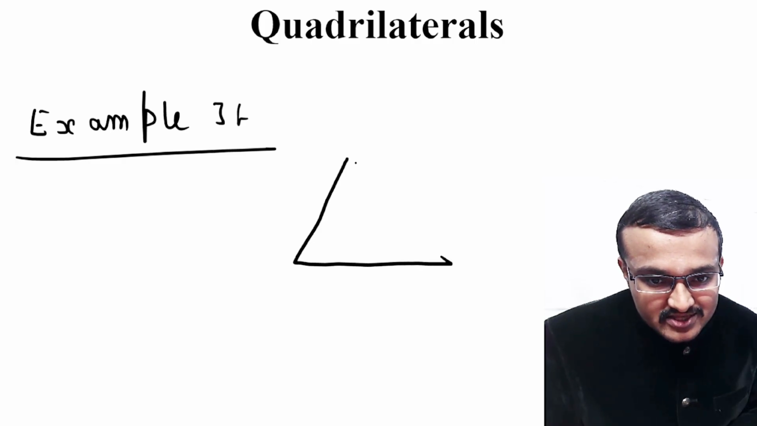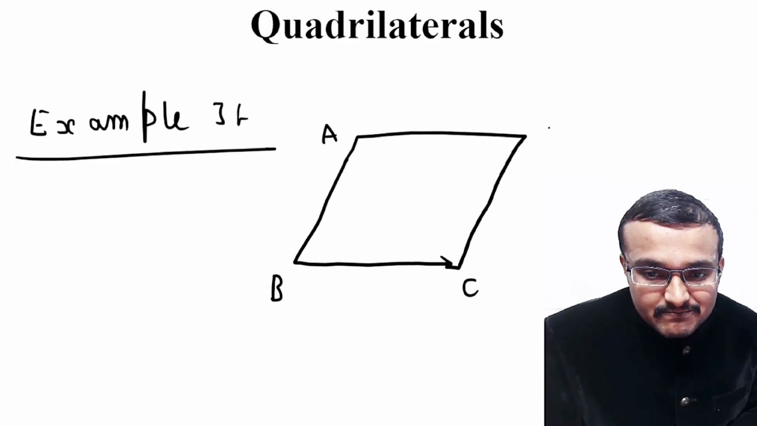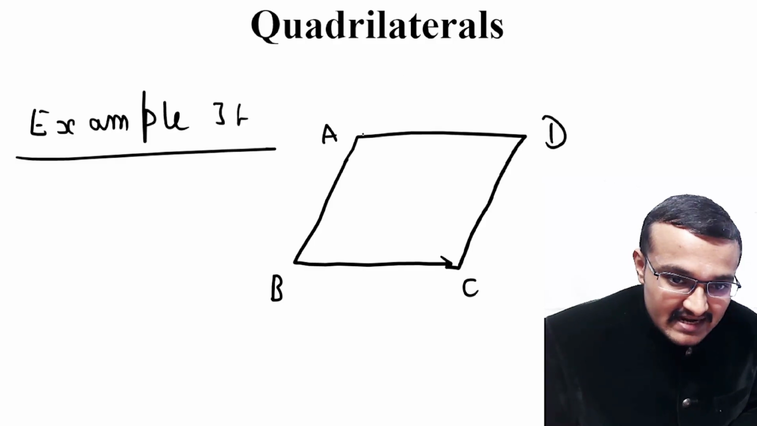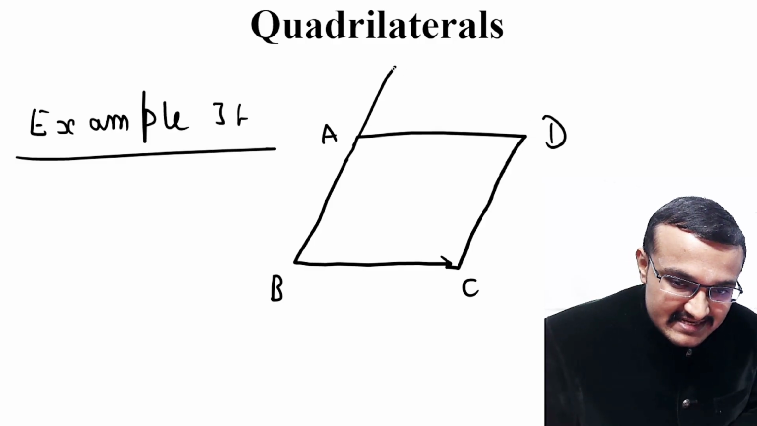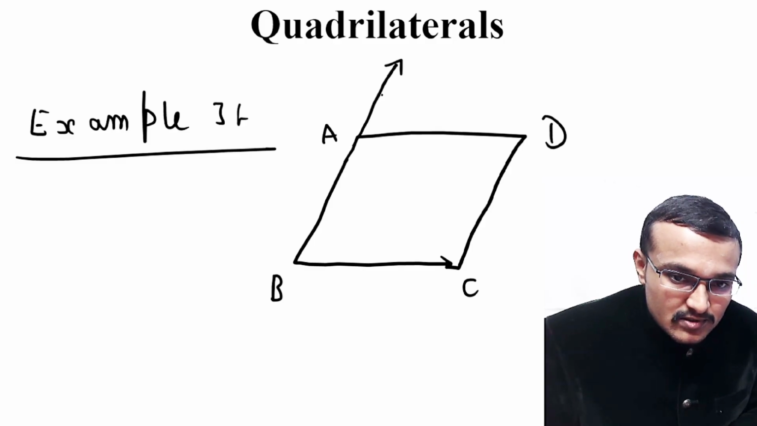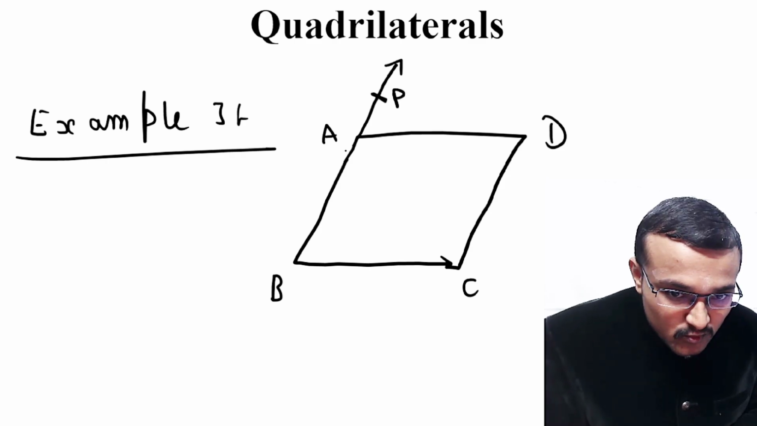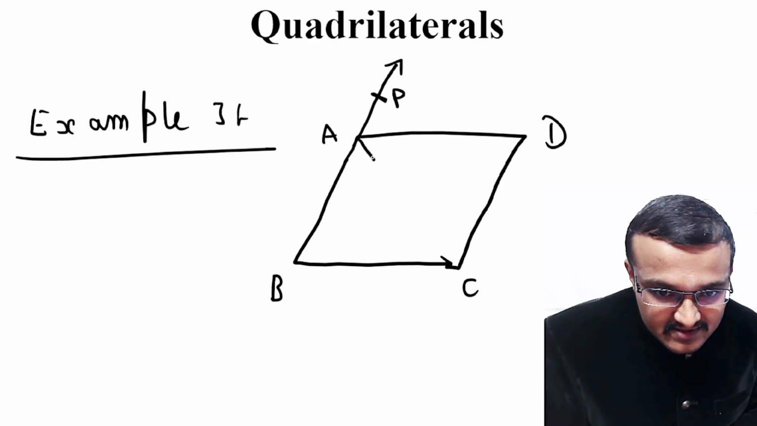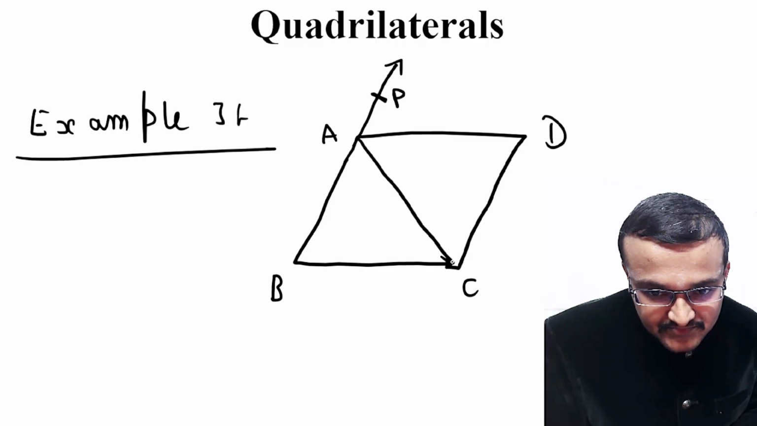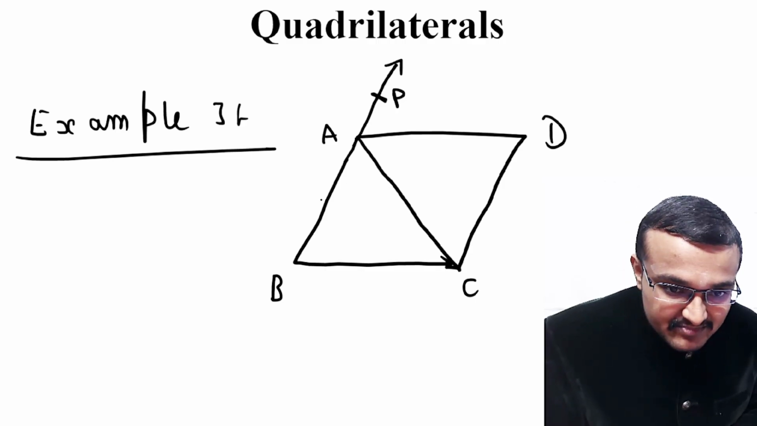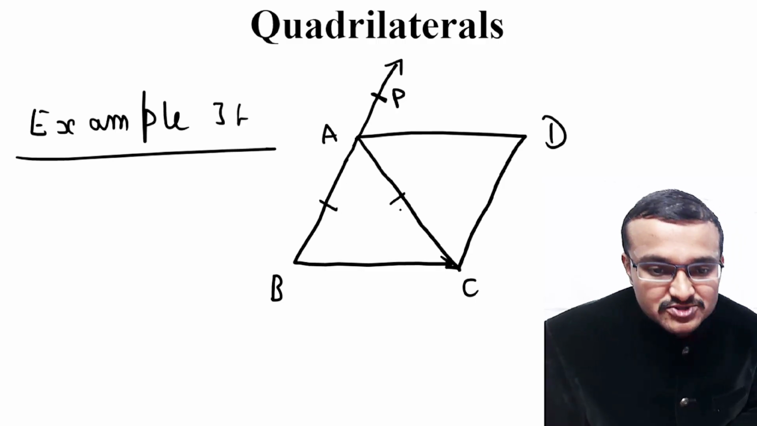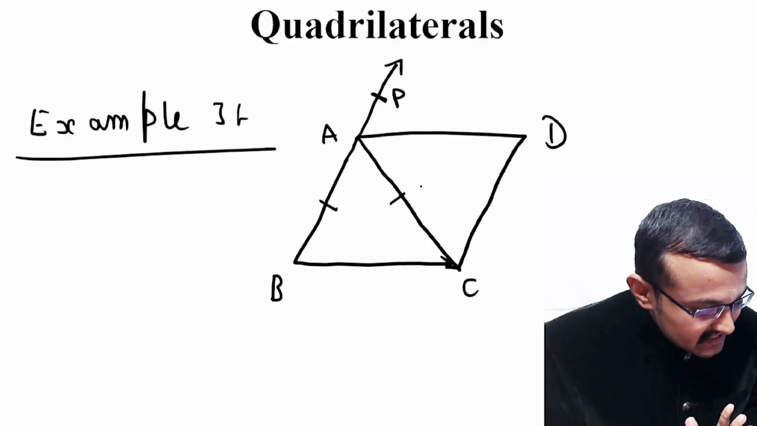So let us draw that particular diagram over here. So here we have ABCD and this particular BA is extended up to point P. So here one diagonal is written, that is AC. So here ABC is an isosceles triangle. So that is AB is equal to AC.